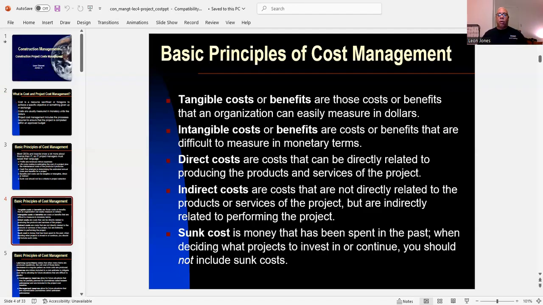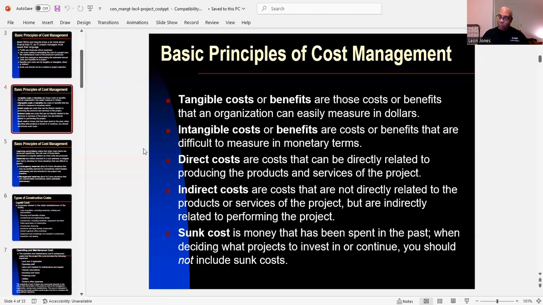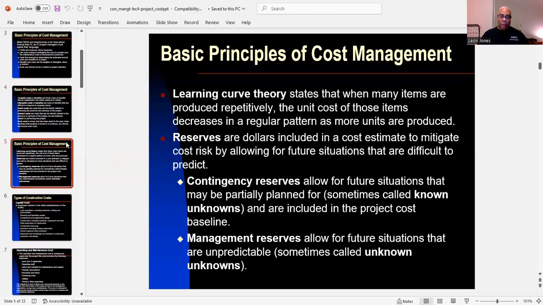And then we deal with direct costs. They're costs that can be directly related to producing the products and services of the project. Then there are indirect costs. They're costs that are not directly related to the products or services of the project, but are indirectly related to performing the project. And then we deal with money in the past. It's known as a sunk cost. Money that has been spent in the past when deciding what projects to invest in or continue. You should not include sunk costs when bidding on a project or cost of a project.